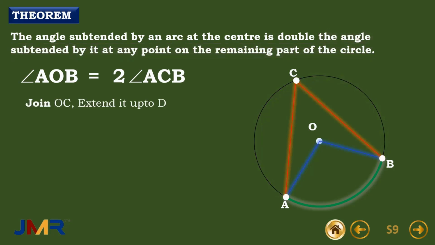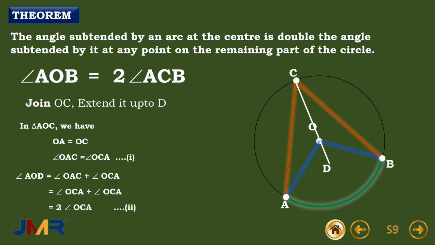Join OC and extend it up to D. Have you understood how I have joined OC and extended up to D? Now, OA is equal to OC. Why? Because they are radii of the same circle. And triangle OCA is an isosceles triangle. Therefore, angle OAC is equal to angle OCA. Have you understood?